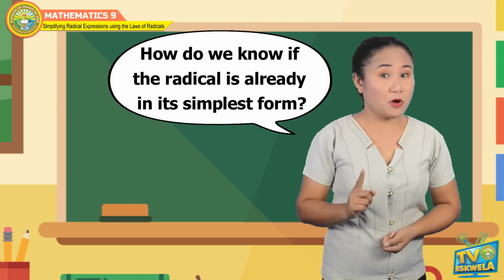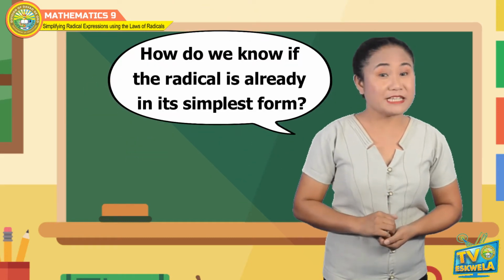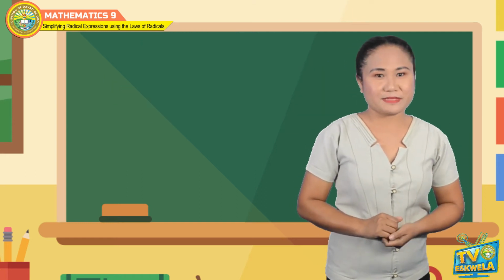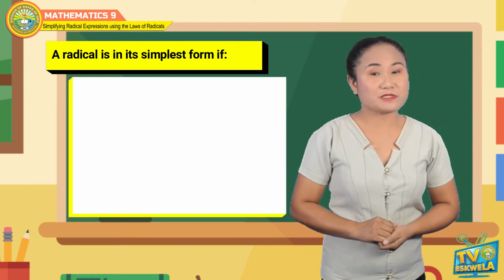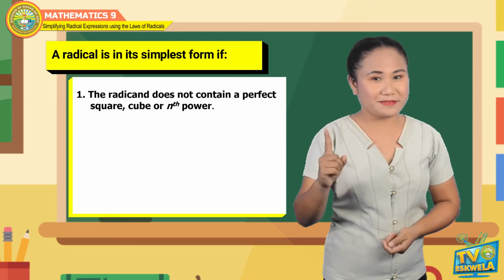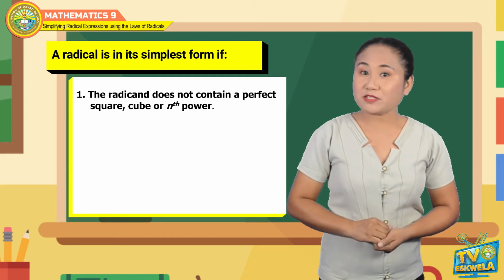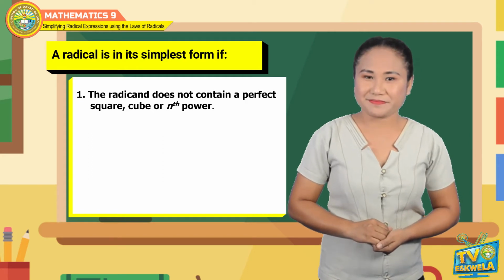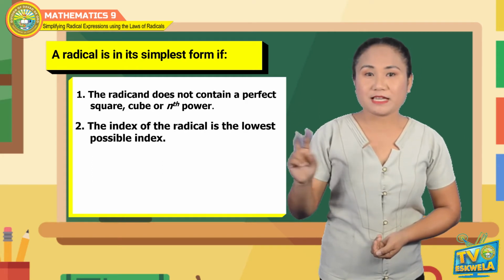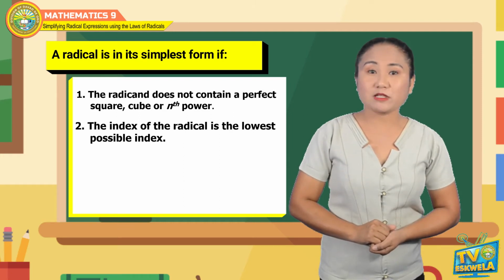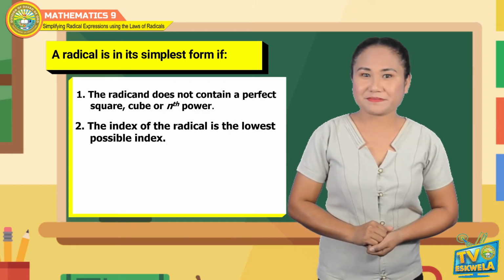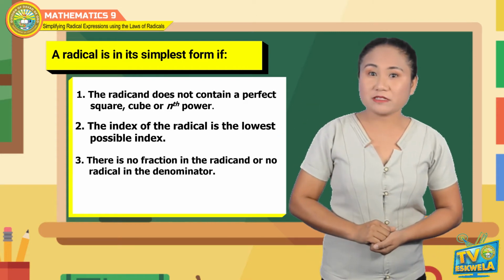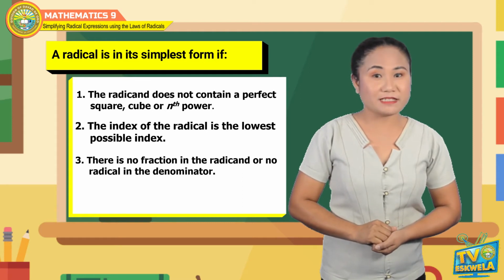But how do we know if the radical is already in its simplest form? Here is what we must remember. A radical is in its simplest form if, number 1, the radicand does not contain a perfect square, cube, or nth power. Number 2, the index of the radical is the lowest possible index. Number 3, there is no fraction in the radicand or no radical in the denominator.